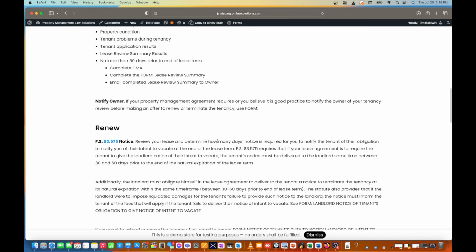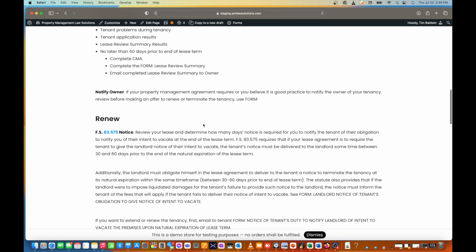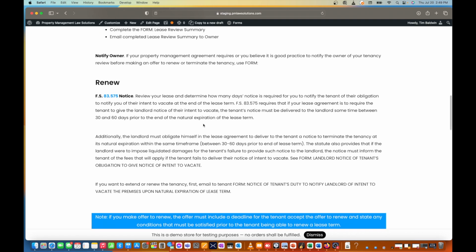And then from there, typically the owners go with our suggestions. Sometimes they may not, but typically they do. And so from there, if we decided to renew the tenancy, then of course we proceed in that manner.